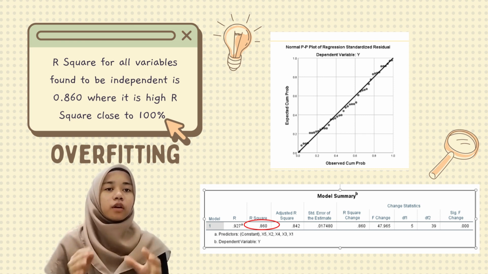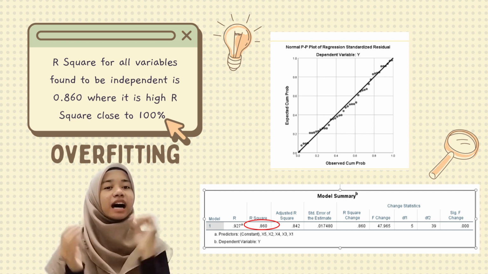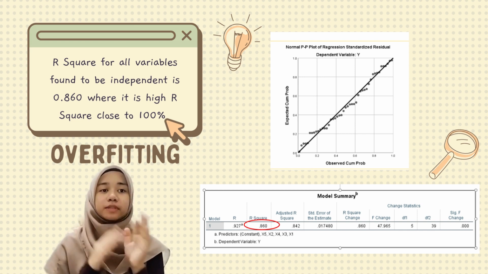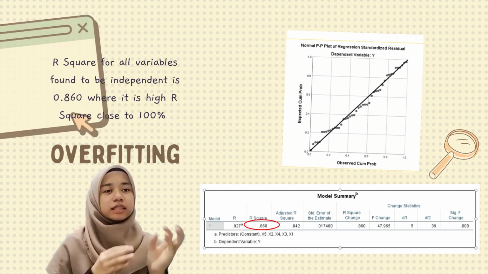R squared for all variables is found to be 0.860. When R squared is high, close to 100%, it may mean the model is overfit.